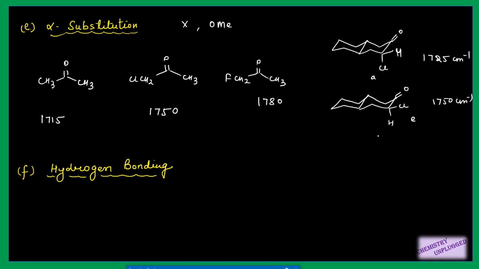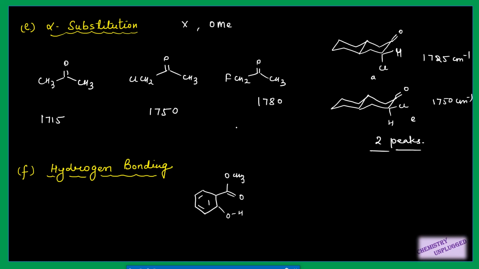Means in this case you will get two peaks, right? For this ketone you will have two peaks, one at 1725 and the other one at 1750. Next we have hydrogen bonding.